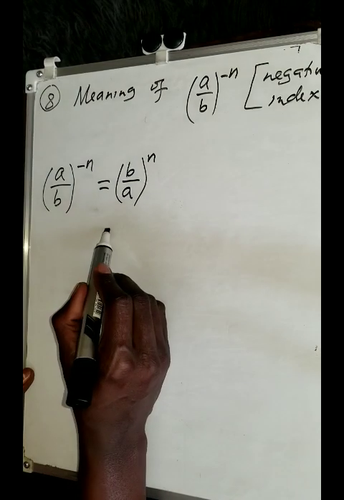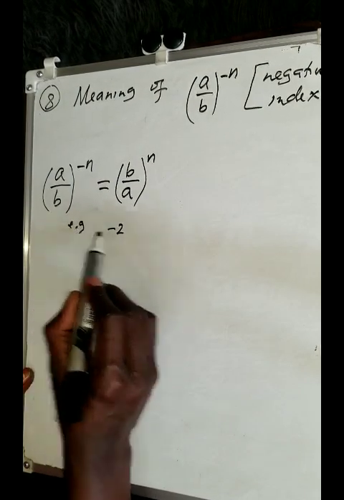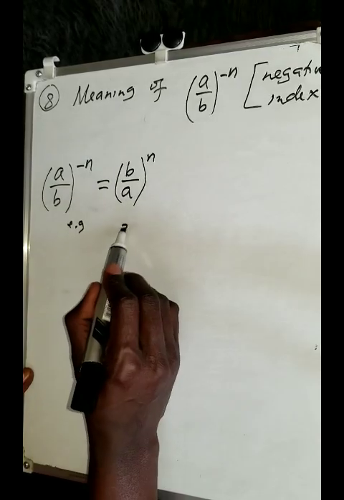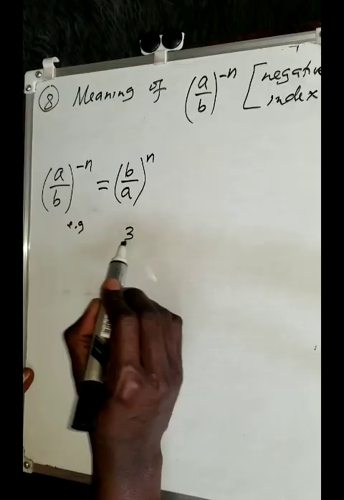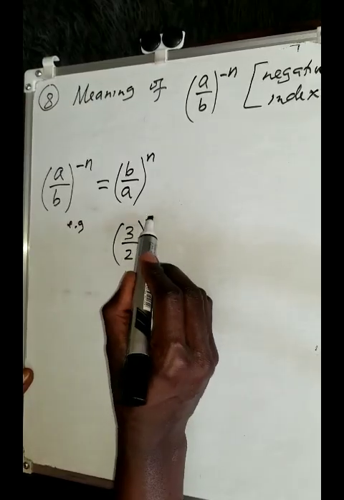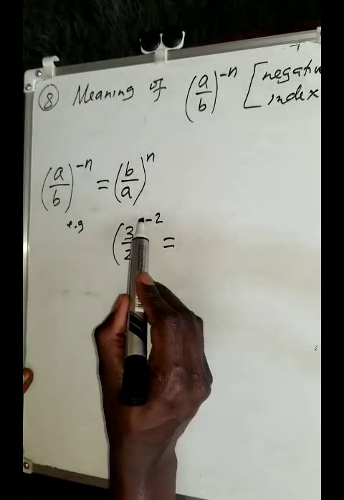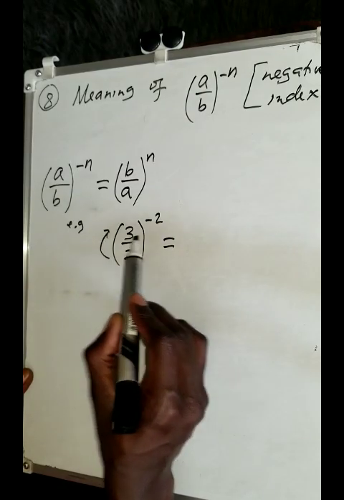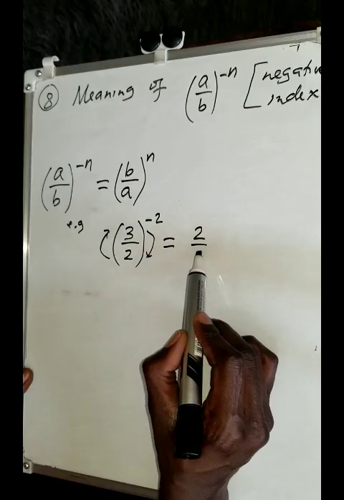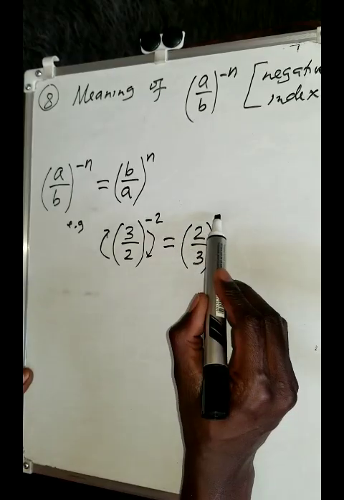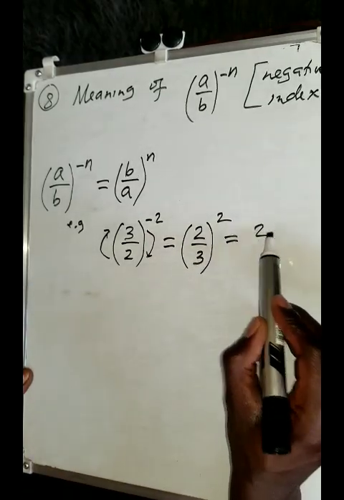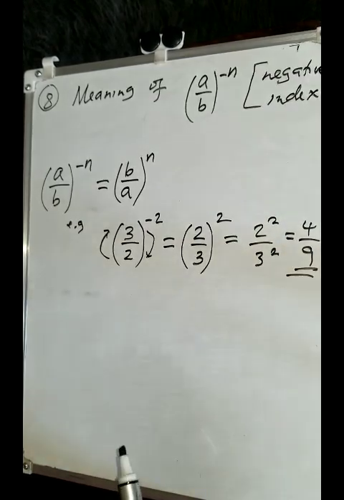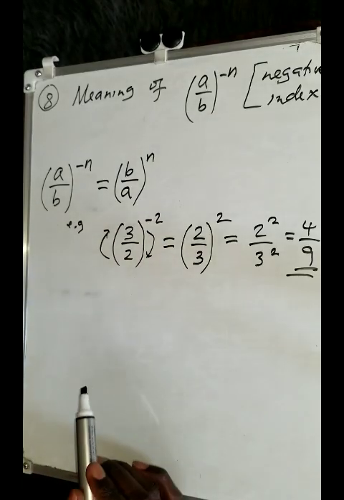That's what I mean. Suppose I had negative 2 as an example. Suppose I had 3 over 2 raised to the power negative 2. How would that be? Well, to get rid of that negative, just exchange what is in there. This guy goes there and that guy comes there. So it will be 2 over 3 in the bracket, and that will be raised to that. So it will be 2 raised to that and 3 raised to that, which will give you 4 over 9. So that is what we mean. So that is the meaning of that.